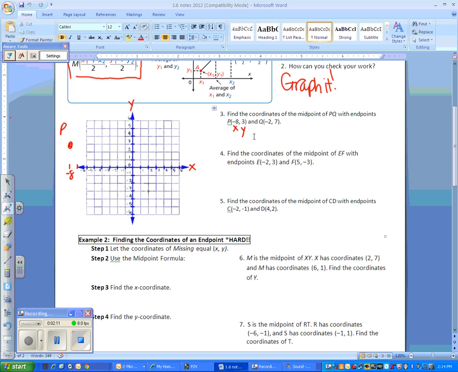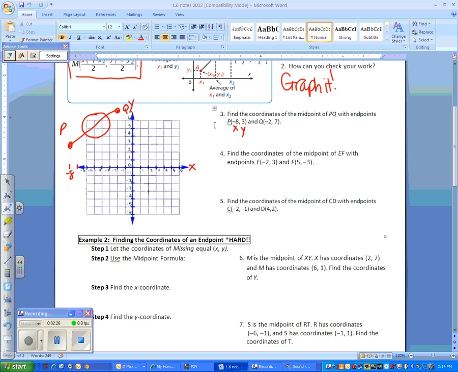And then Q is at negative 2, 7. So negative 2 and then up 7. Boom, we'll say that that's 7. Okay, so there's PQ. And so by graphing it, we know that our answer should be in here somewhere. The middle of these two points should be in here somewhere.